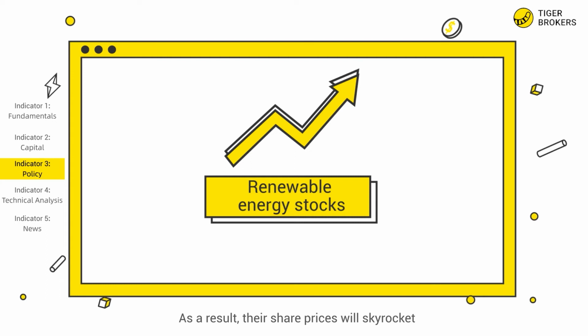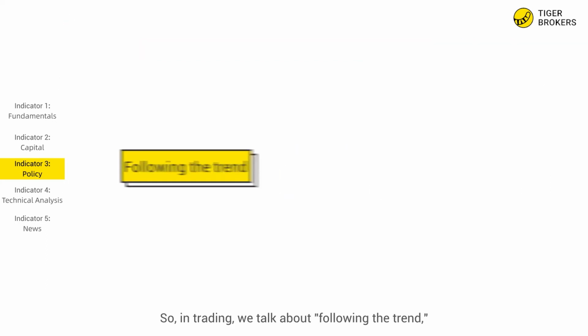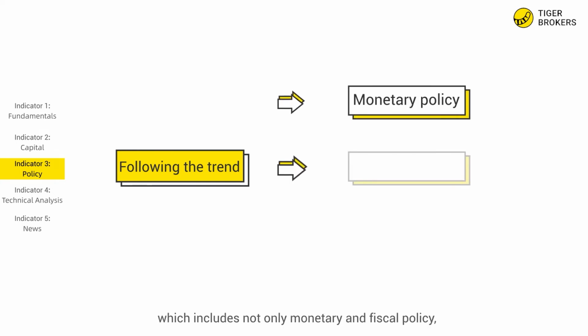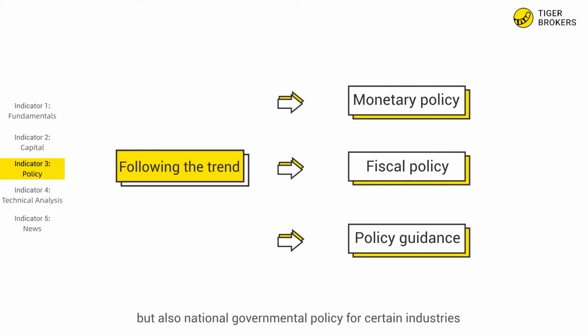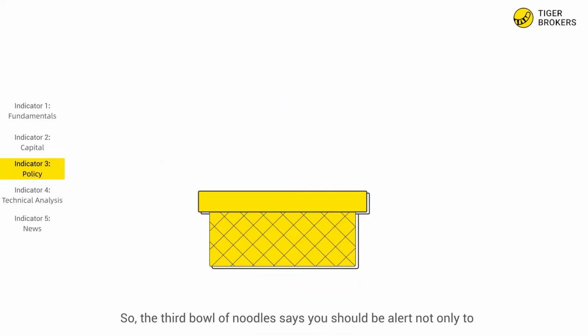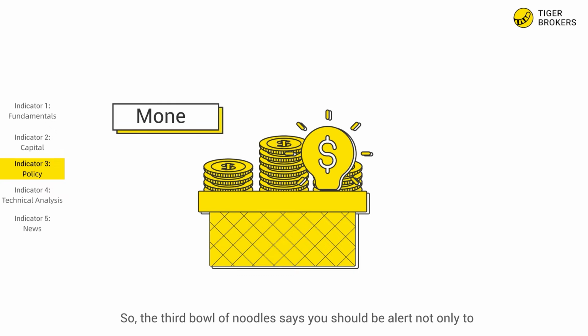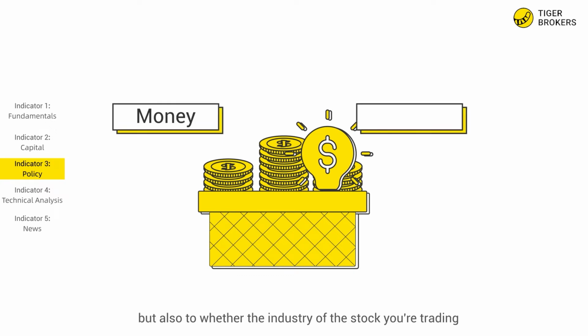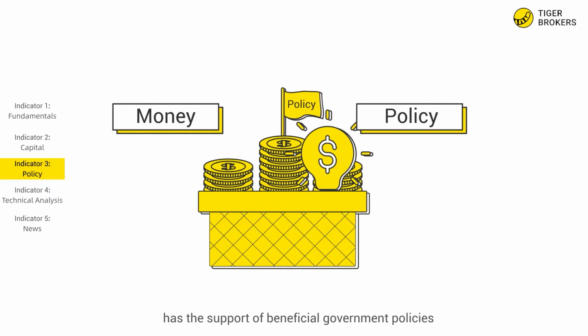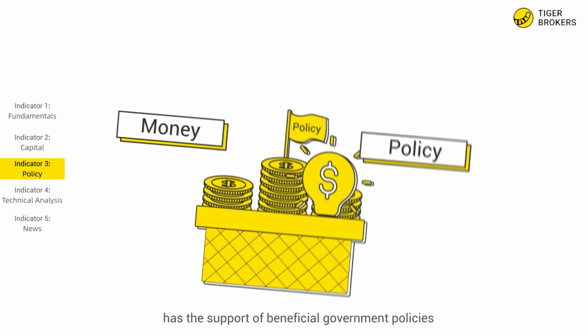As a result, their share prices will skyrocket. So, in trading, we talked about following the trend, which includes not only monetary and fiscal policy, but also national government policy for certain industries. So, the third bowl of noodles says you should be alert not only to the amount of money in the market, but also to whether the industry of the stock you're trading has the support of beneficial government policies.